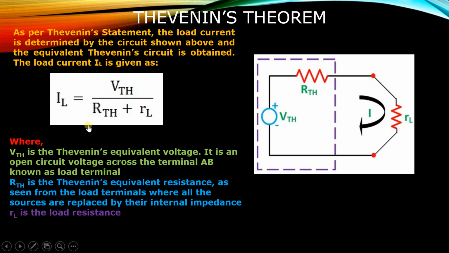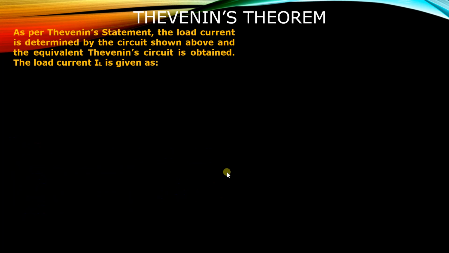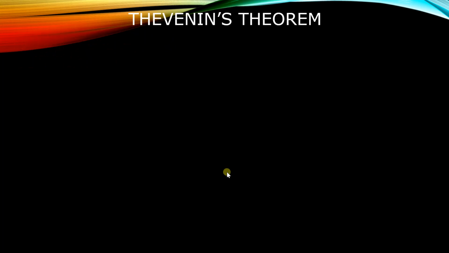Here Vth is the Thevenin's equivalent voltage. It is the open circuit voltage across the terminals AB, known as the load terminals. Rth is the Thevenin's equivalent resistance as seen from the load terminals, where all the sources are replaced by their internal impedances, and RL is the load resistance. So this is how we implement the steps of Thevenin's theorem. As I discussed, repeat the steps.